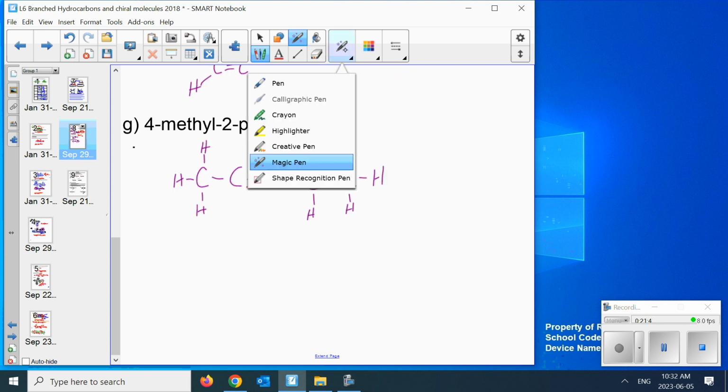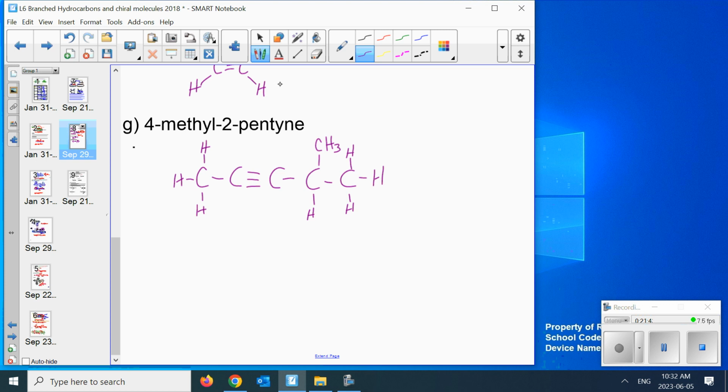Now, how to write this as an abbreviated molecule? I'm going to call this CH3, C triple bond C, CH. This is the more compact way. This is the way I type it out if it was on the test.